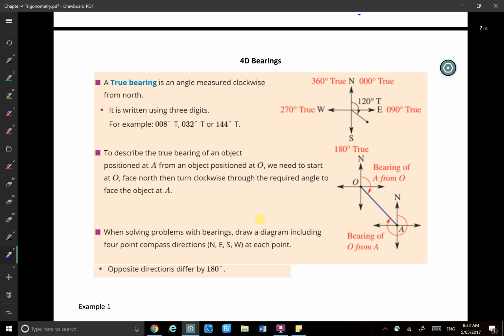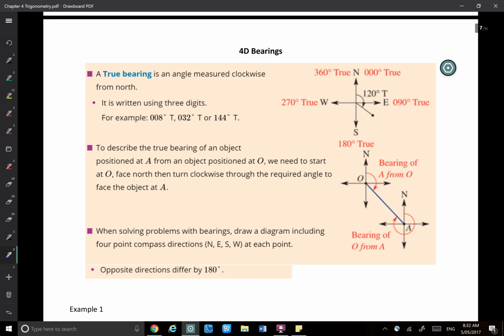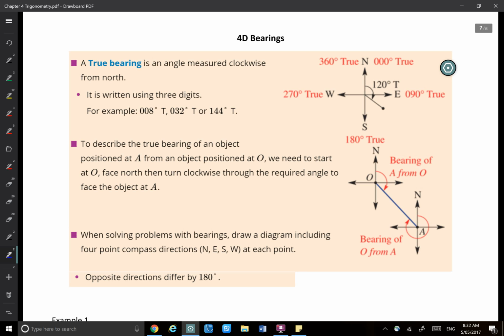Guys, we have learned that in Year 9, okay? So nothing has really changed for this topic, but the questions become a little bit more complex. A true bearing is the angle measured clockwise from the north.